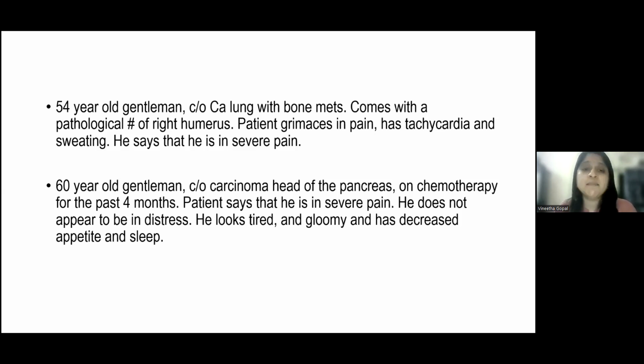So what I see in my wards, especially with our nursing staff, everyone believes that this patient is in pain because he has tachycardia, he is sweating, he is in distress, so he is in severe pain because this is an acute pain. Whereas chronic pain, the patient is already living with this pain for the last few months. There are so many adaptive mechanisms going on. So he may not have tachycardia, he may not have sweating, he may not appear to be in distress. But in both cases, if you look at the pain score, this is also 10 out of 10, and this is also 10 out of 10.